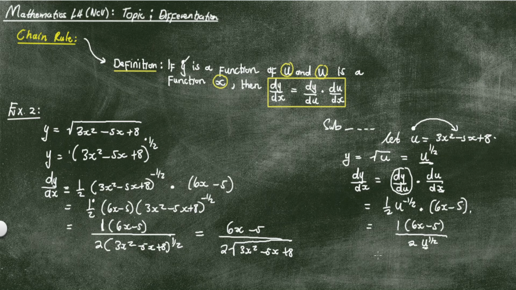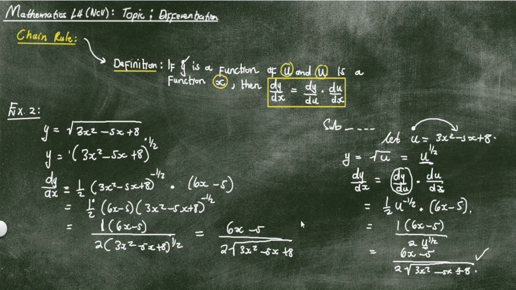Then I'm gonna replace the u with the 3x squared, so it's gonna be 6x minus 5 over 2u. Okay, but now since I have an exponent as a half, it's a rational exponent, so I'm gonna convert it to a square root. U is that 3x squared minus 5x plus 8. This is my answer. This is my derivative.